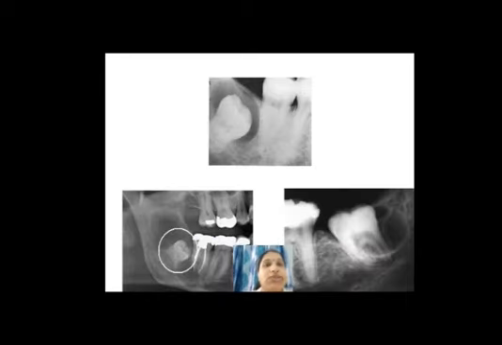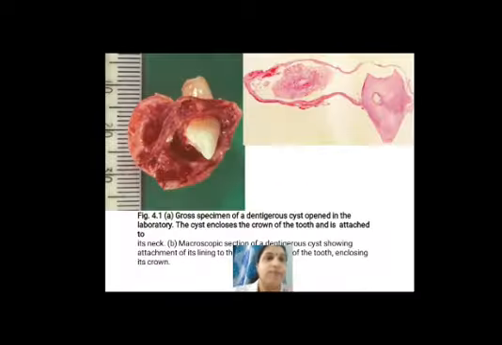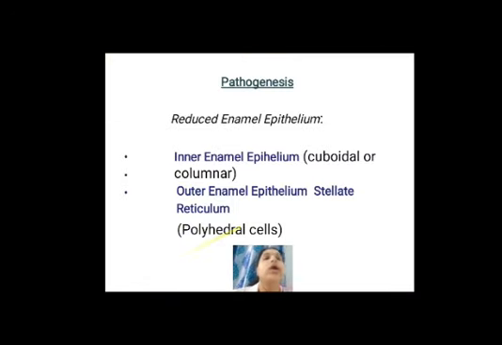So central means the cyst will be surrounding the center of the crown, and circumferential, it will surround the whole of the tooth, mostly involving the root also. And lateral is where the lateral aspect of the tooth will be involved. And yes, as I said earlier, it arises from the reduced enamel epithelium.